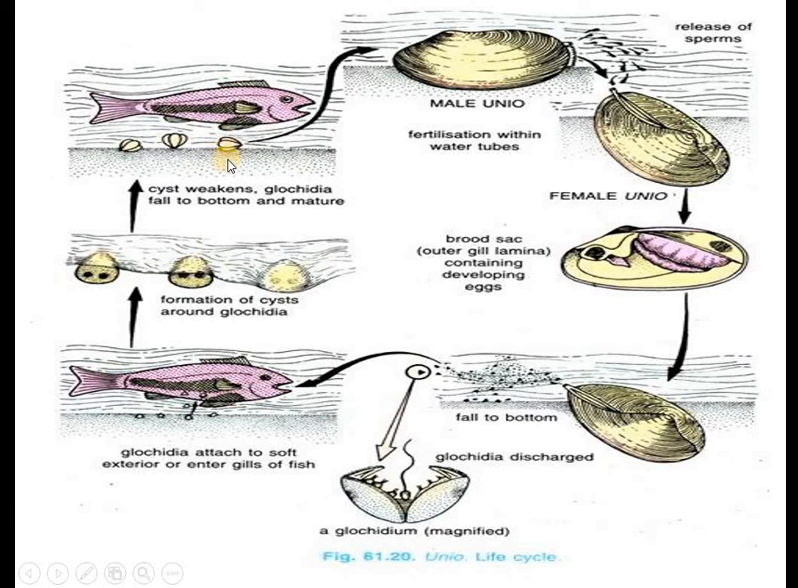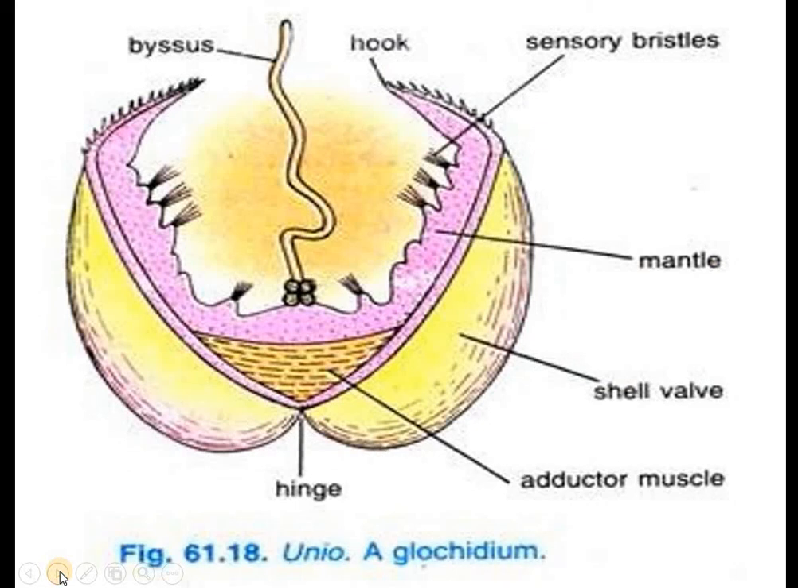These young ones fall in the soil, and they gradually develop into the young Unio, and later the same Unio becomes the adult Unio, male and female. That's how the life cycle goes on continuing. So this diagram is very important as it shows the entire life cycle of Unio. So again, this diagram is important as far as short notes on glochidium larvae are concerned.